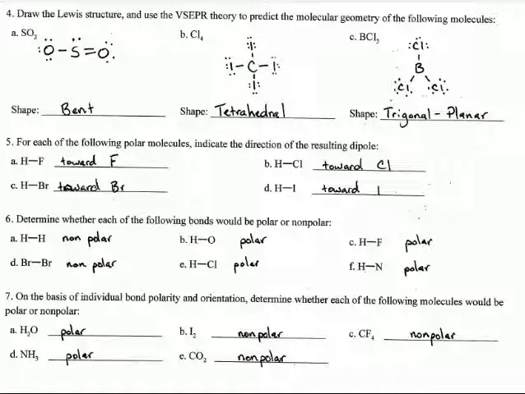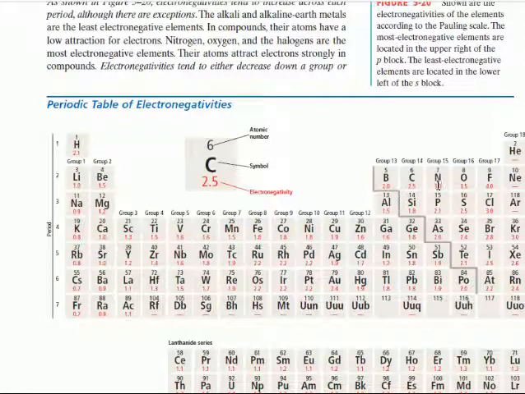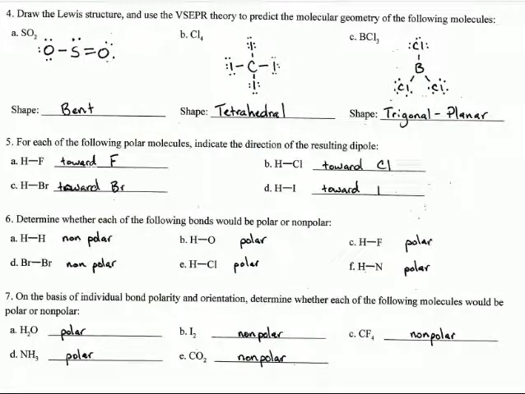In NH3, the individual bonds, right, 3.0 to 2.1, are going to be polar. And because of the lone pair of electrons on the central nitrogen, those bonds are going to be driven down at an angle, and so they won't be able to balance each other out. And so you're going to have a polar molecule there.